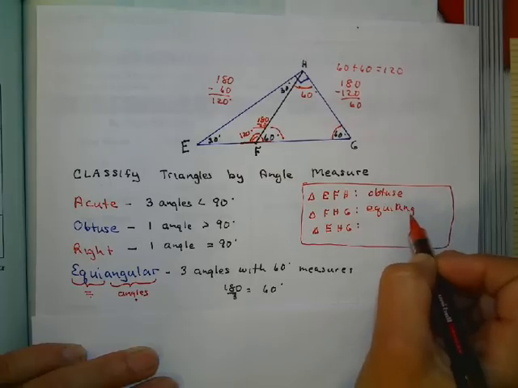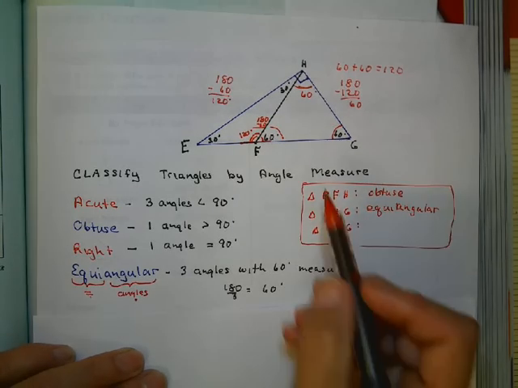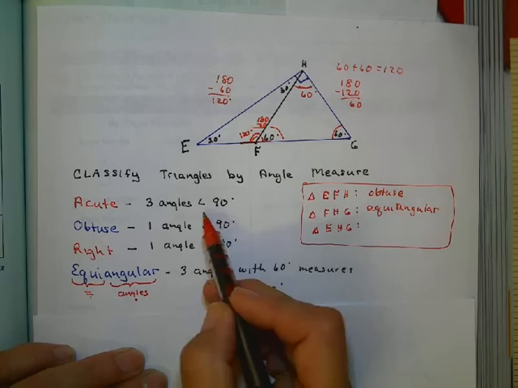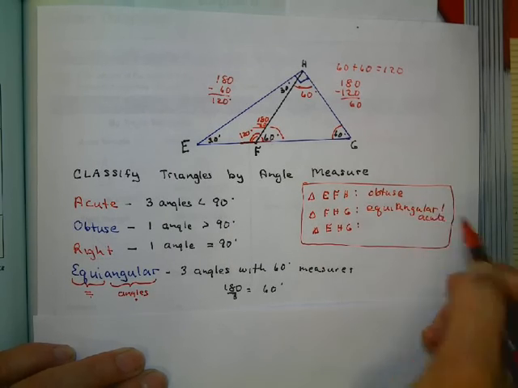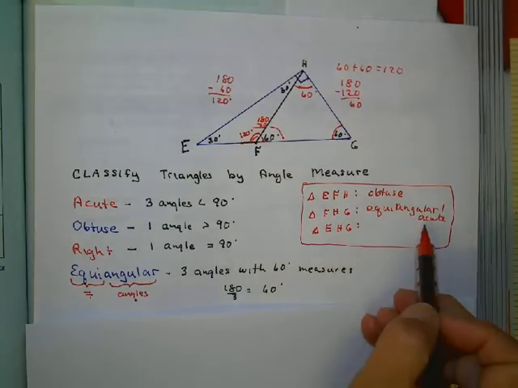Also, all of these angles, if they're all 60, are less than 90, so we can call it acute also. Equiangular is the more specific definition, so we would stick with that category. If you said acute, you did a nice job, but we could take it a step further.